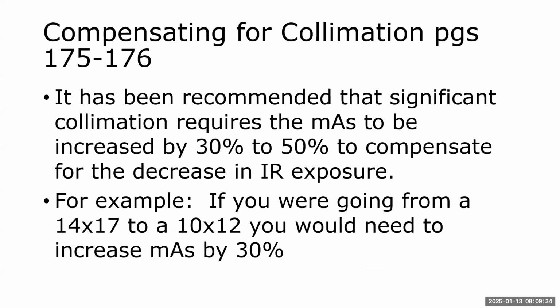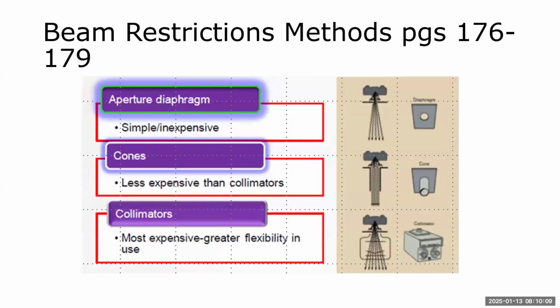So the multipliers that we use: if we're going from a 14 by 17, we're going to do this in lab, you're going to get some practice on this math. If we're going from a 14 by 17 down to a 10 by 12, then we need about 30% more mass to compensate for that loss of scatter that we no longer have. If we're going from a 14 by 17 to an 8 by 10, which is even smaller, we need about 50% more, okay? So for example, if we're going from 14 by 17 to 10 by 12, we would increase our mass by about 30%. We will do some problems like that in lab where we use that multiplier.